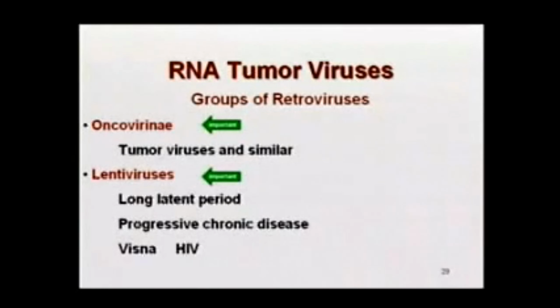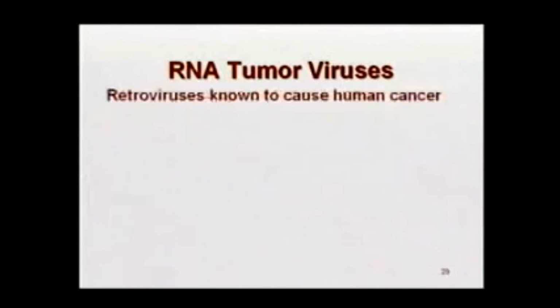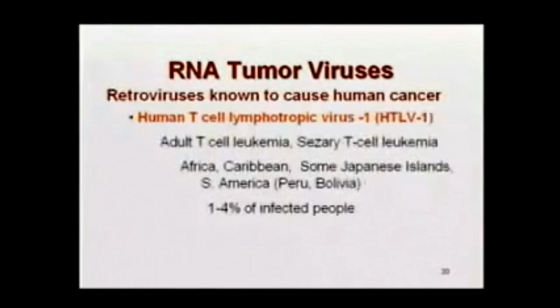These have a long latent period. They cause a chronic progressive disease, and Visna is a chronic progressive disease of sheep. But in the 1980s, HIV, a member of the lentiviruses, was discovered, and so now this has become obviously very important for humans. So which retroviruses cause human cancers? There are really only 2 that are known to do this.